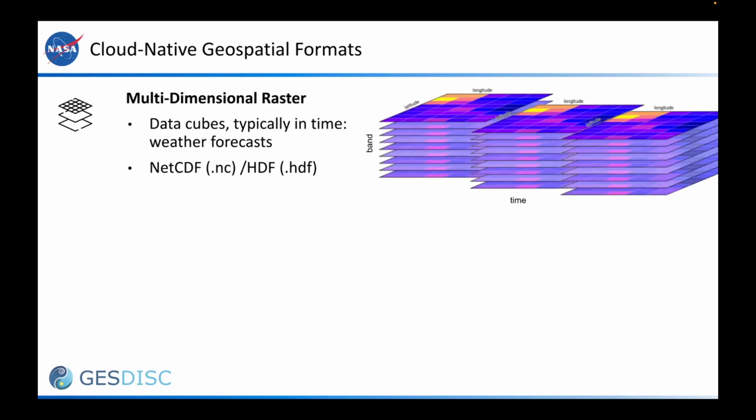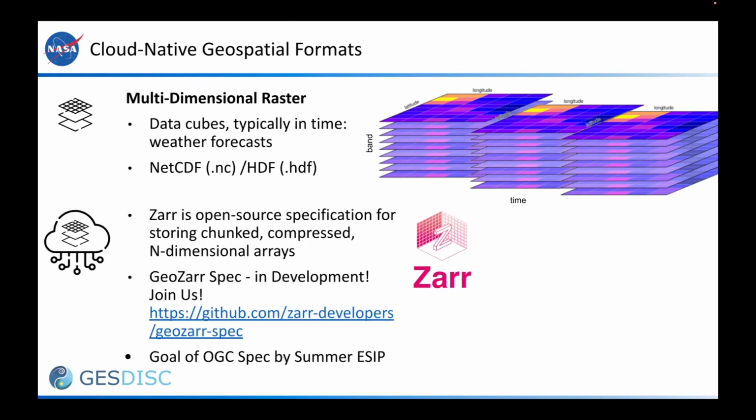The next format that I'm going to look at is a multi-dimensional raster. So you can think of these like data cubes, weather forecasting data, or just adding a dimension, typically time. These files are commonly stored currently as NetCDFs or HDF files. The cloud equivalent of storing these types of data could be Zarr. And Zarr is an open source specification for storing chunked, compressed, n-dimensional arrays.